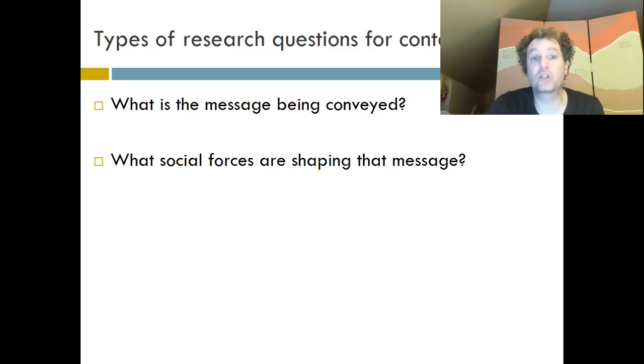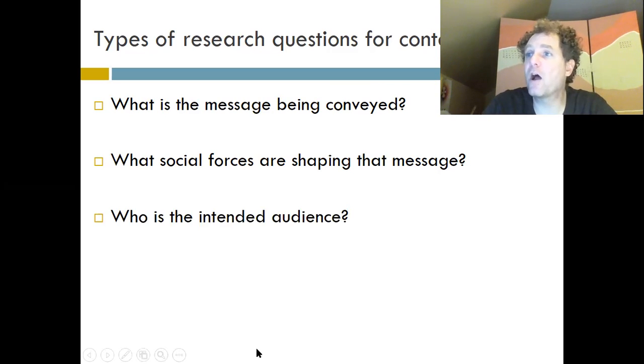Second, we can ask, what are the social forces shaping that message? In other words, why is it that message? Why is that message the one being expressed and not some other message? And so here we're going beyond description and we're in some sense trying to explain. We don't want to just know what the message is. We want to know why that message is the way it is. Why did the people creating that artifact produce that message? And what were the social forces behind it? What was happening in society that made that message be conveyed?